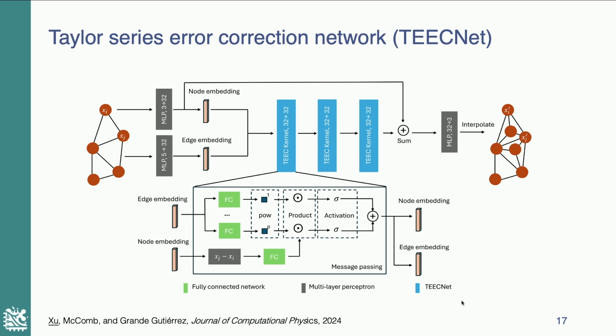So this is how this network looks like. We have two main components. We have the TICNEC, the Taylor expansion correction error, that is going to calibrate the error. And then we have the operator that's going to basically correct our low resolution input based on that error.